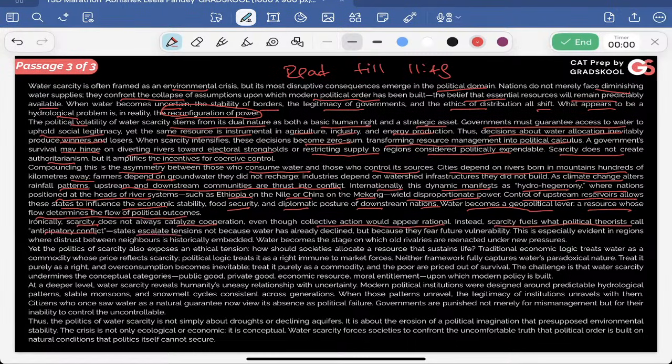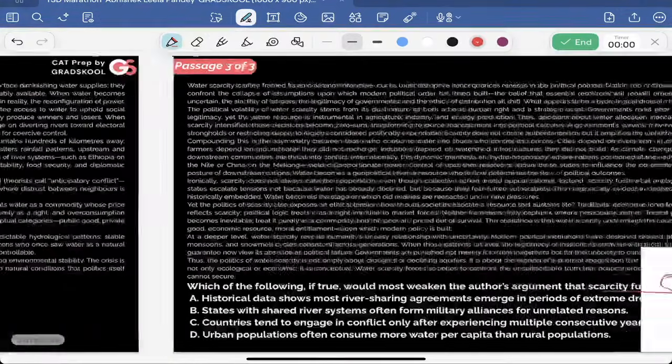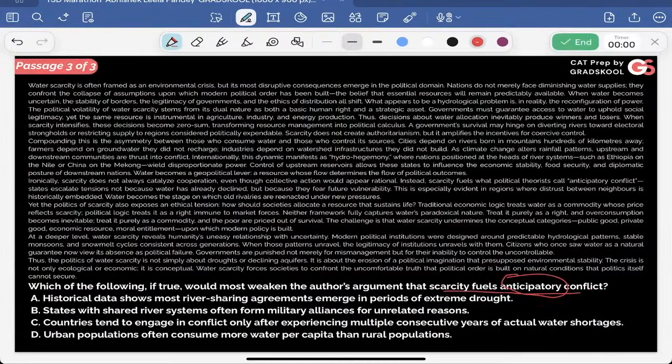States escalate tensions not because water has already declined, but because they fear future vulnerability. Let's see. We can answer this question through this, isn't it? Which, if true, would most weaken the author's argument that scarcity fuels anticipatory conflict.